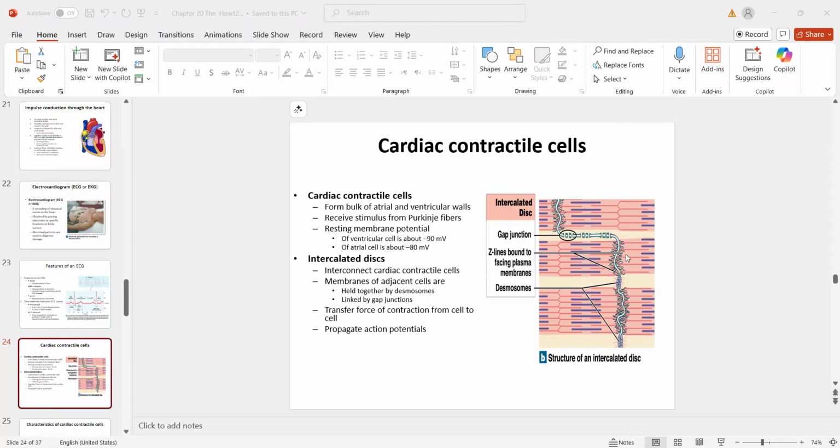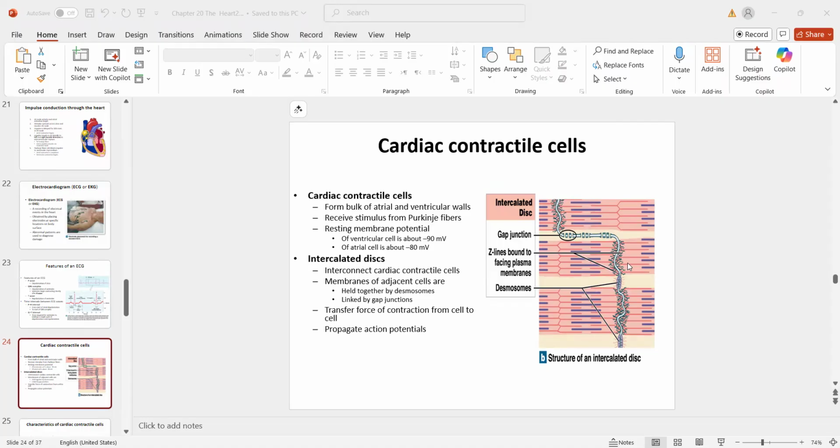The Purkinje fibers distribute the stimulus to the cardiac contractile cells, which form the bulk of the atrial and ventricular walls. These cells account for about 99% of the muscle cells in the heart. Cardiac contractile cells are interconnected by intercalated discs.